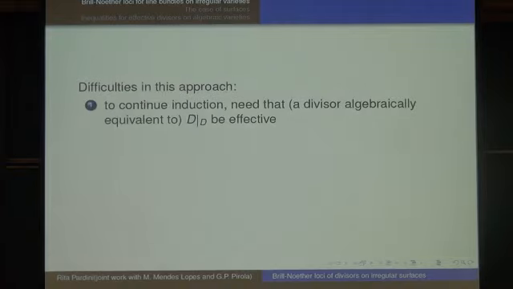Okay, what are the problems in this approach? I just told you why it should work, because thanks to the generic vanishing theorem, we know that this V1 locus is quite small. But first of all, if you want to do induction until you reduce to curves, you have to start again with an effective divisor at the next step, at least in the same algebraic equivalence class of D.